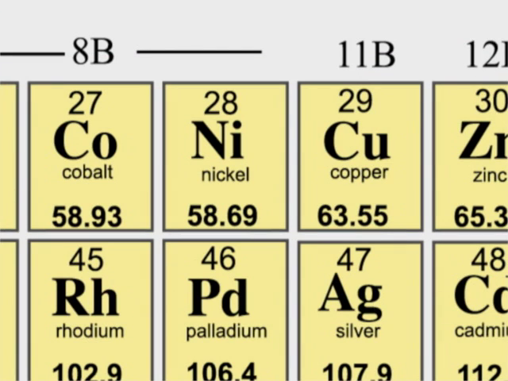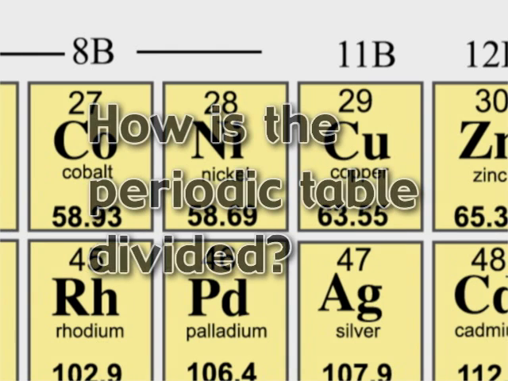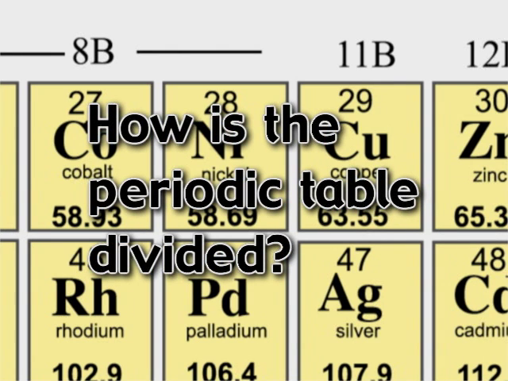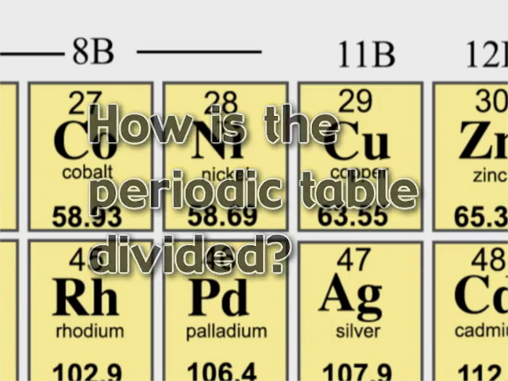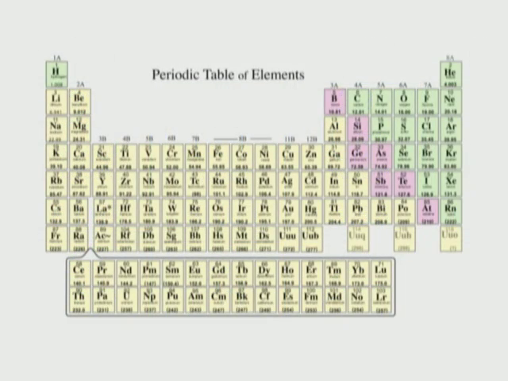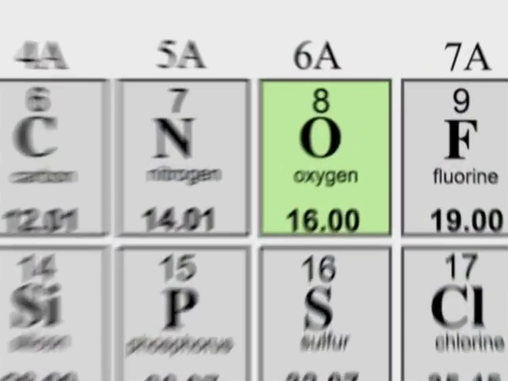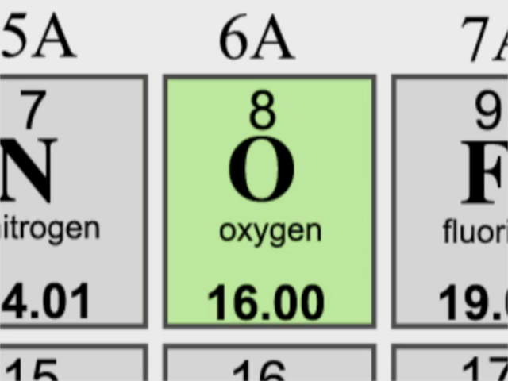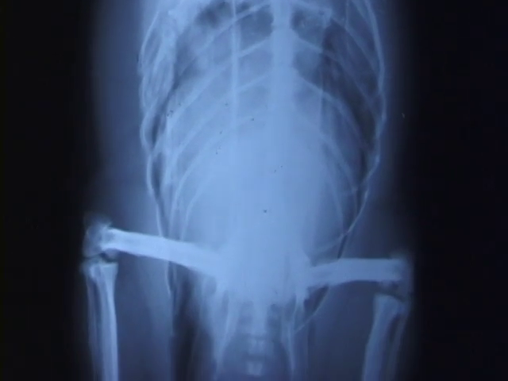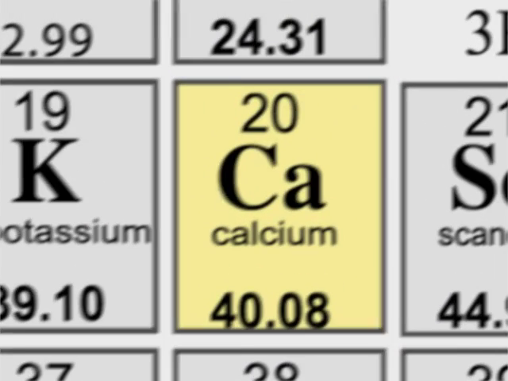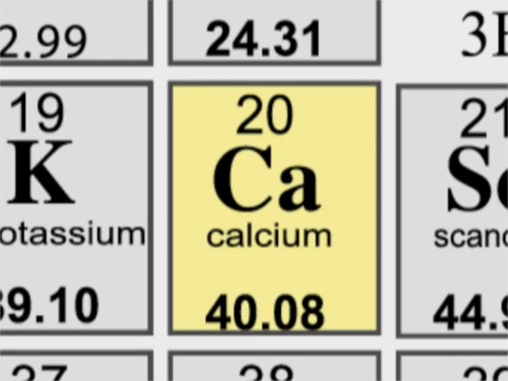How is the periodic table divided? The table is divided into many boxes. Each box represents an element. Within each box is the complete name of the element, or just its abbreviated name, or both. Calcium, a common element in our bones, is found here on the modern periodic table and is symbolized by the capital letter C and a small a.